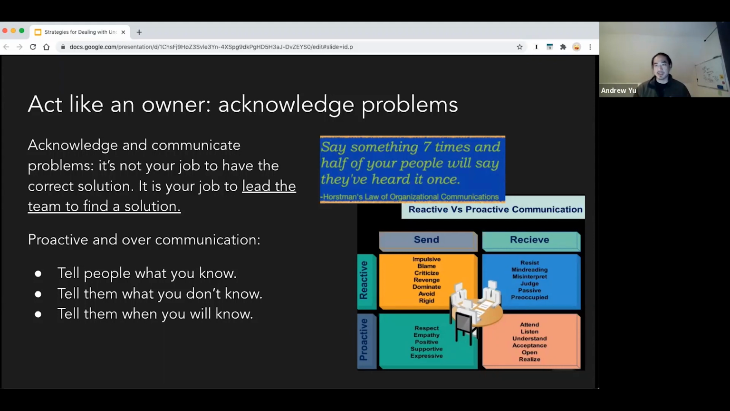There's this saying, say something 7 times and half your people will say they've heard it once. I think there's actually a new version of this where they've run studies and it's actually 21 times. So the short of this is basically be super proactive in your communication, especially when there's problems and ambiguity, and say it a lot because it can only help.